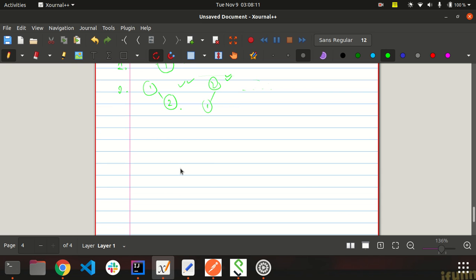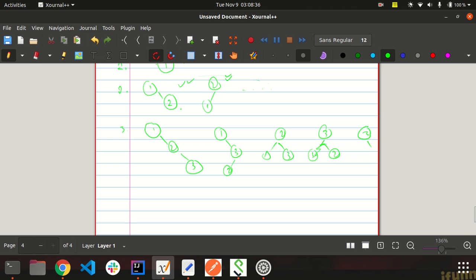Similarly, for three nodes we can have 1 here, then 2, then 3, or 1 here, 3 and 2, or 2 here, 1 and 3, or 3 here, 1 and 2, and 3 here, 2 and 1, correct?